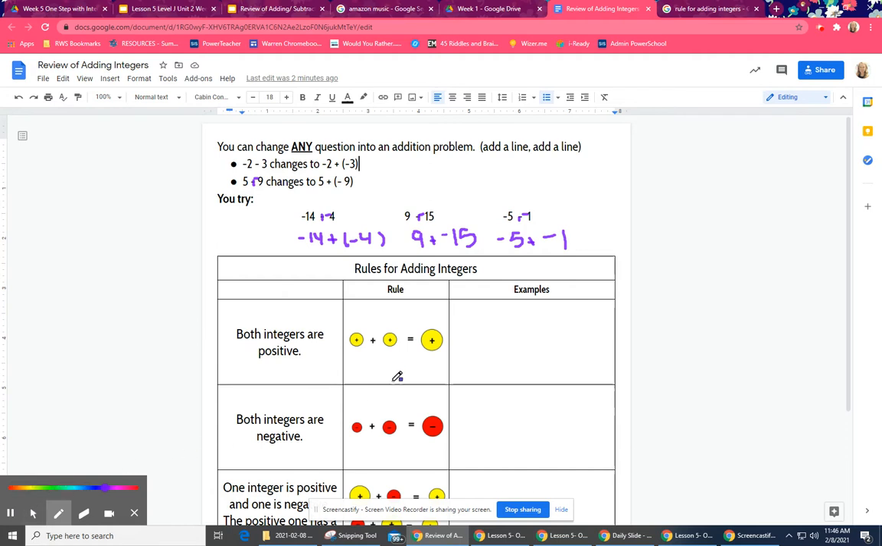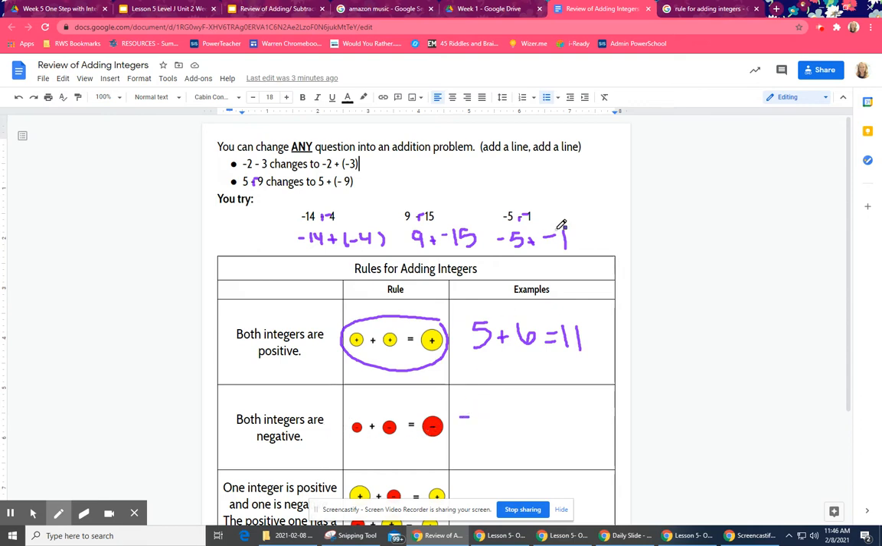And now we're going to go through some scenarios. So if both integers are positive, these are your rules. This is just basic, like when you first learn to add. A positive plus a positive equals a positive. So for example, 5 plus 6 equals 11. Like I said, these rules only apply if there's a plus sign in the middle. So if there's a subtraction sign, you need to add a line.